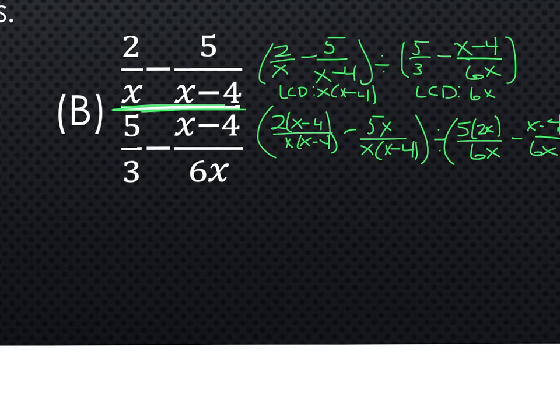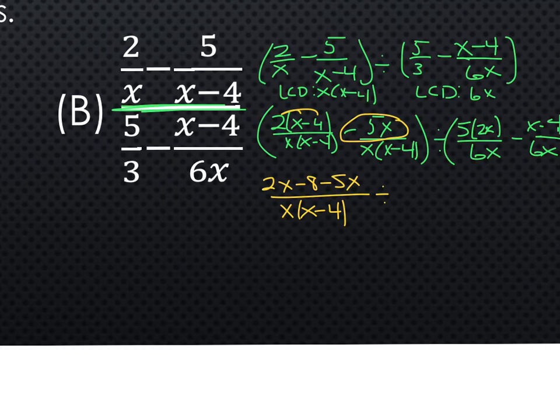Okay, so next step. I'm going to write everything in the big parentheses as one fraction and distribute here at the same time. Remember, this is a negative 5x. So 2x minus 8 minus 5x over x times x minus 4 divided by, same thing with the back end. We'll have 10x, and this is a negative, so that negative has to go to the x and to the negative 4. So negative x plus 4 over 6x. And now we have a division problem.